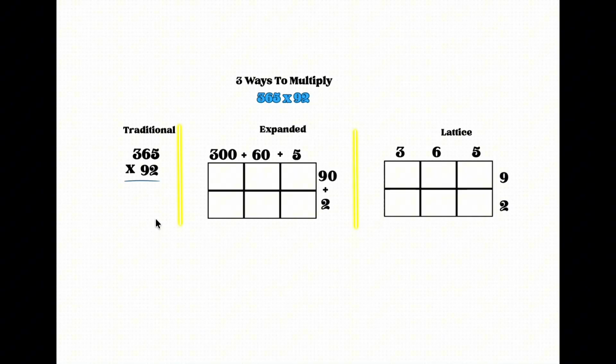So now we're going to multiply in the traditional way, 365 times 92. I'm going to start first with my ones. I'm going to do 2 times 5, which is 10. Put down my ones and carry my 10s to the next column over. And then I'm going to do 2 times 6 plus the one I carried. So 12 plus 1 is 13. Put down my 3, carry my 1.